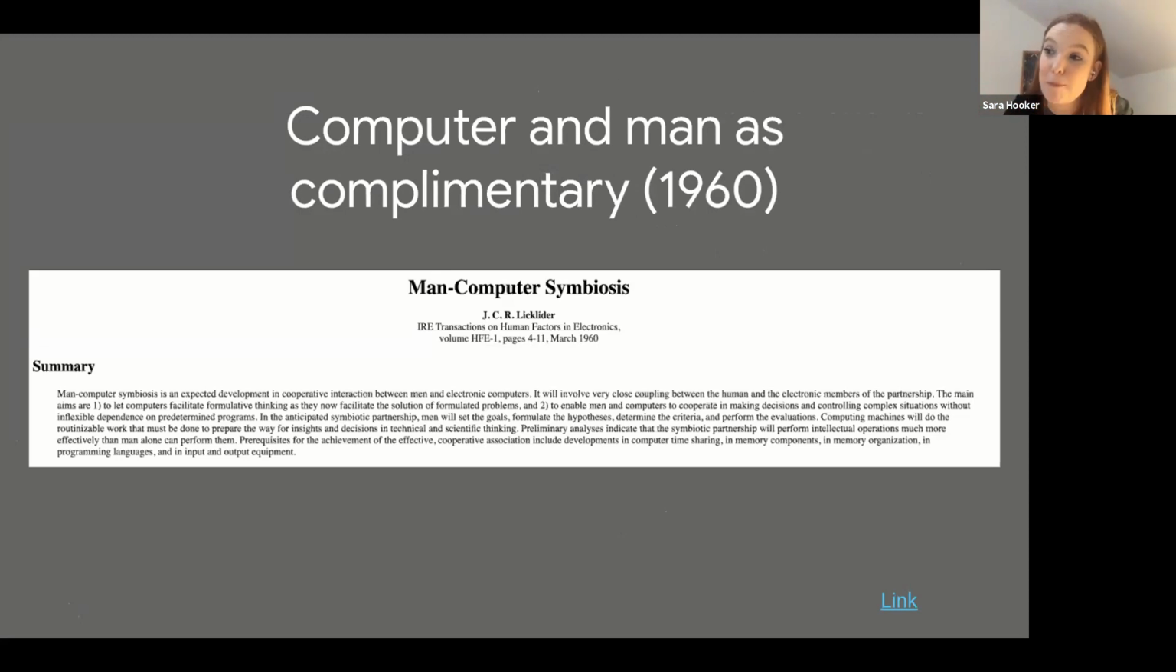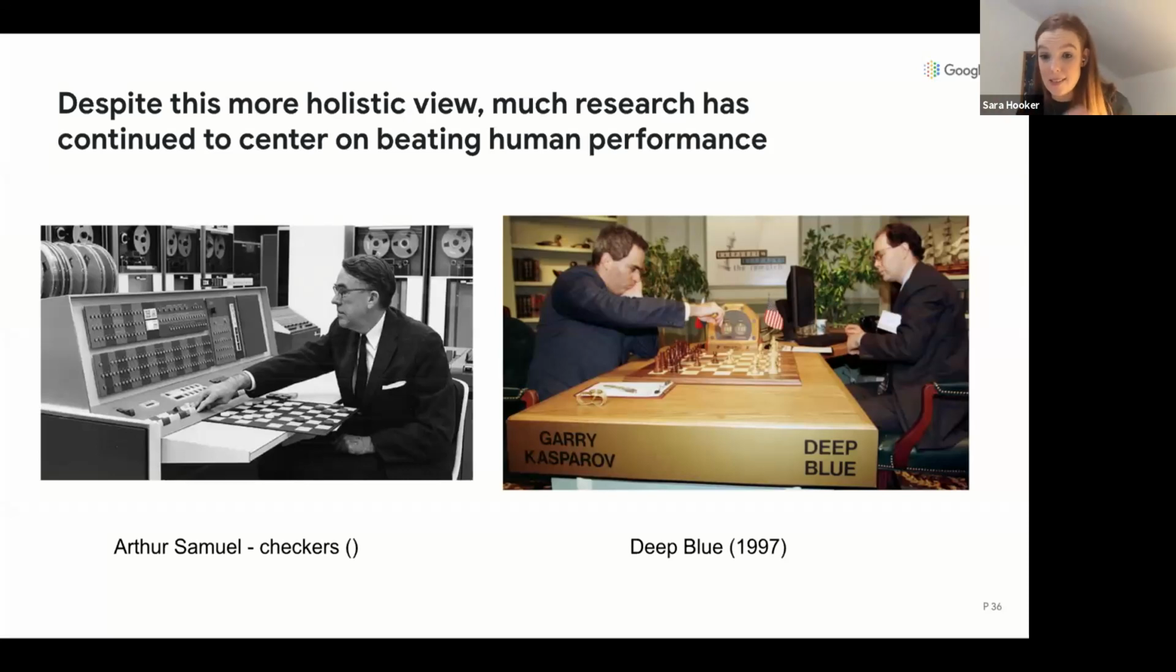And in fact, in many fields, we now talk about artificial intelligence as augmenting rather than trying to emulate human intelligence, to do the things that we're bad at and complement our own intelligence. But what you'll see, which is interesting, is that despite this more holistic view, much research has continued to center on beating human performance.